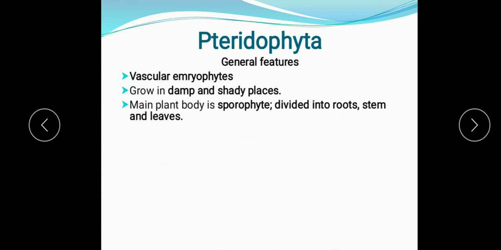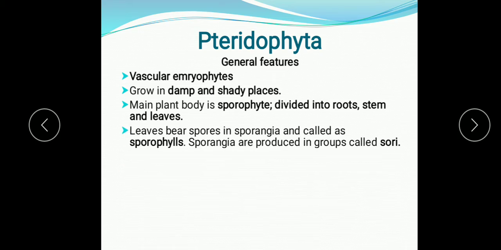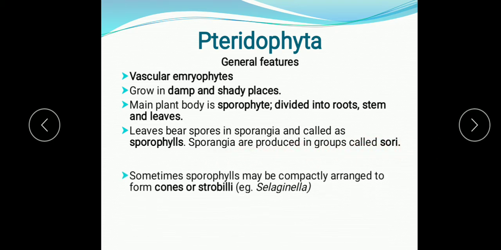Their main plant body is the sporophyte, divided into root, stem and leaves. In the xylem, the trachea is absent, and in the phloem the companion cells are absent. Xylem and phloem are present, hence they are vascular, but some of the cells are absent. Their leaves bear spores in sporangia, and such leaves are known as sporophylls. The sporangia are produced in groups, and a group of sporangia is termed a sorus, plural sori.